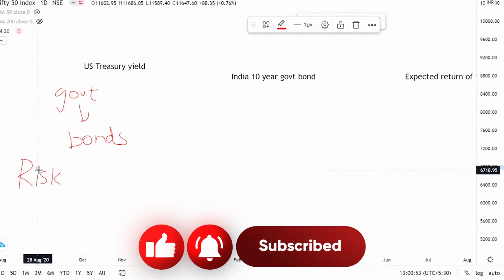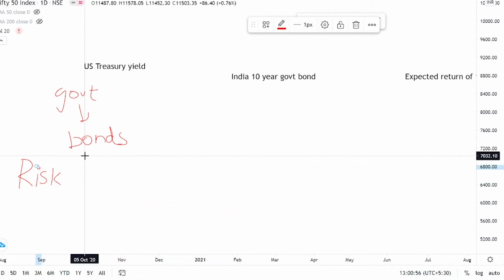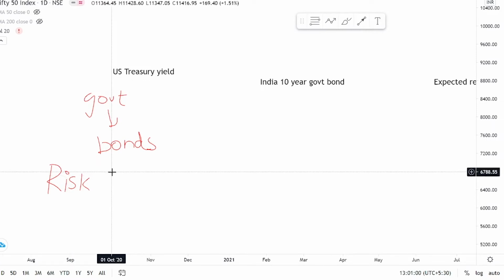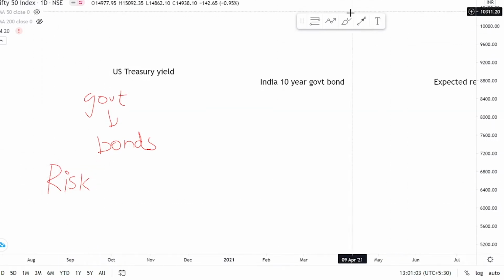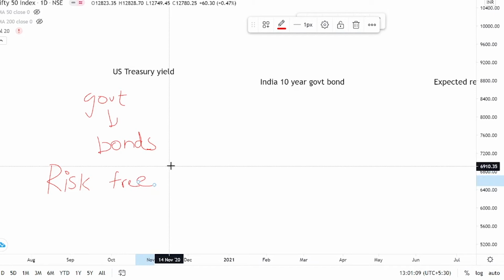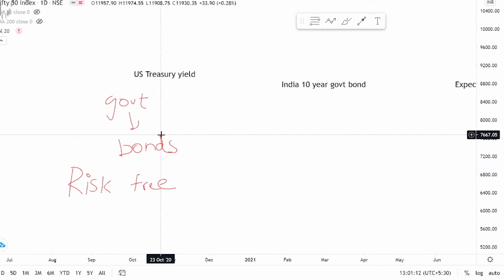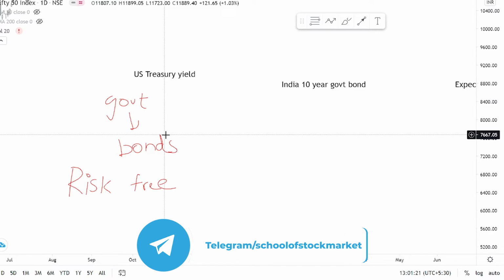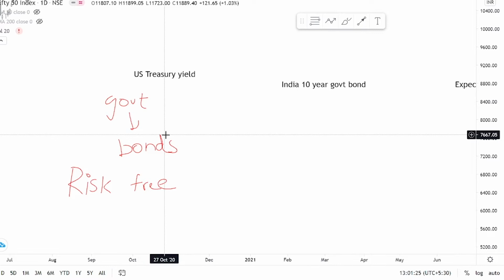The only way your bond will fail to pay you back is when the government fails, which is a very low possibility. So it is a risk-free investment. Government bonds especially are considered risk-free investments. So the public lends money to the government in the form of bonds. The government issues bonds which the public can buy. That money goes to the government and they repay an interest rate on these bonds.